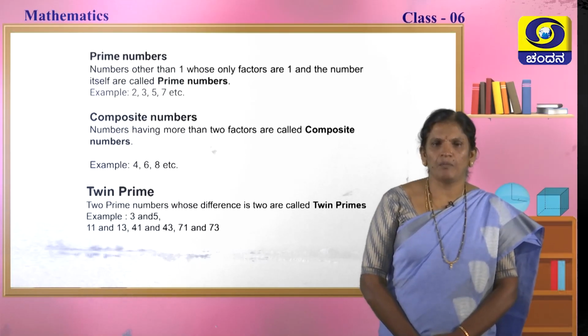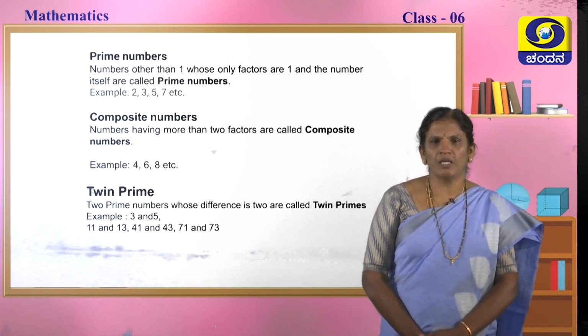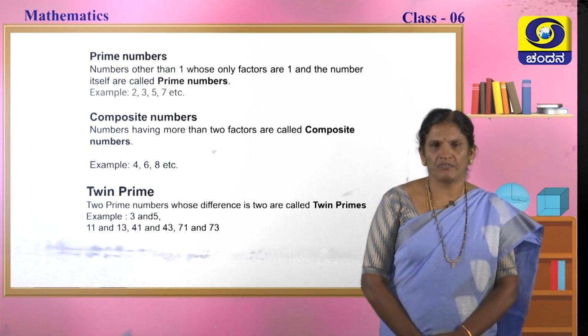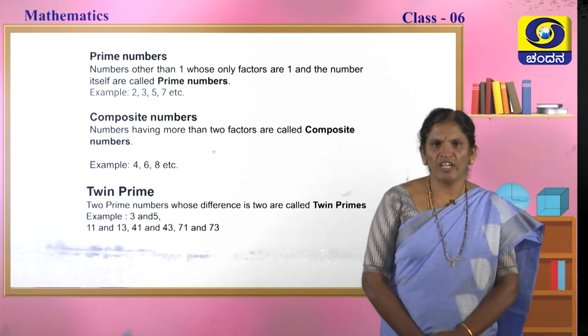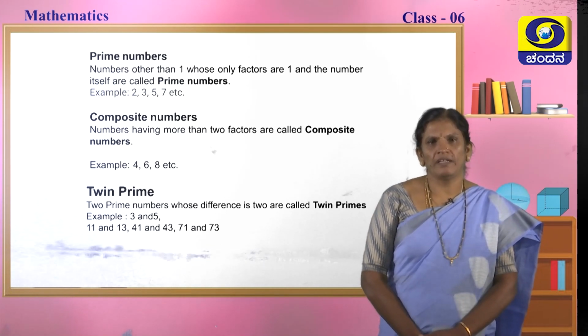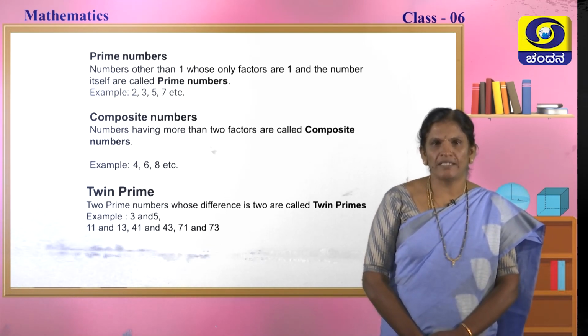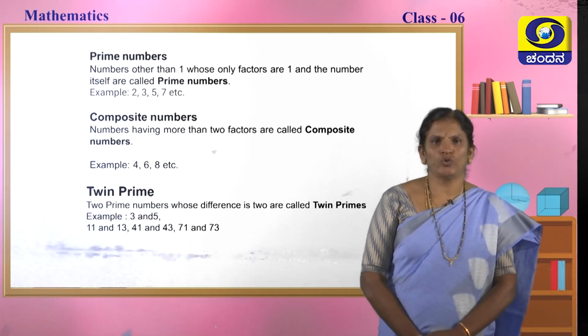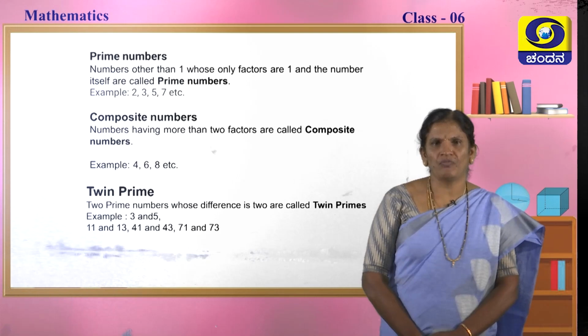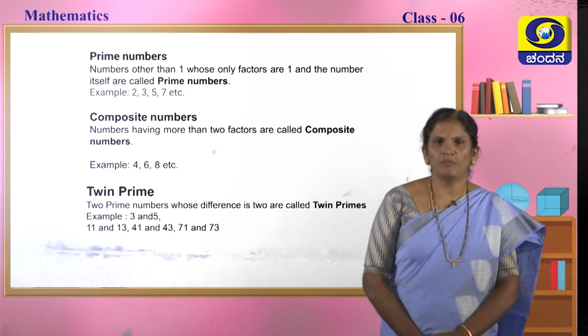Now, twin primes. What are twin primes? Prime numbers whose difference is 2 are called twin prime numbers. For example, 3 and 5, 5 minus 3 is 2. So these 3 and 5 are called twin prime numbers. One more example, 11 and 13. 13 minus 11 is 2, again these two are twin prime numbers. One more example, 41 and 43. If you subtract 41 from 43, we get the difference again 2. So these two are also twin prime numbers.